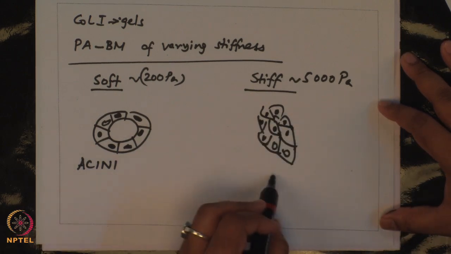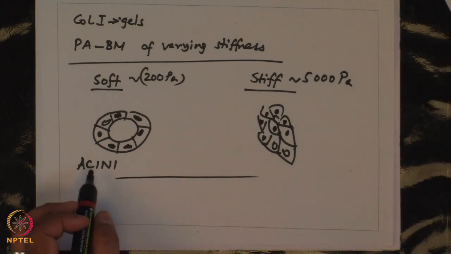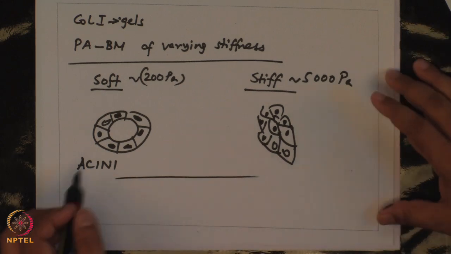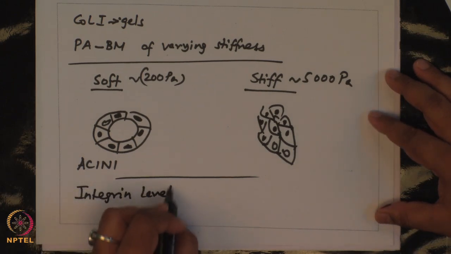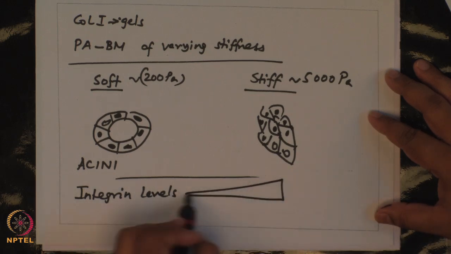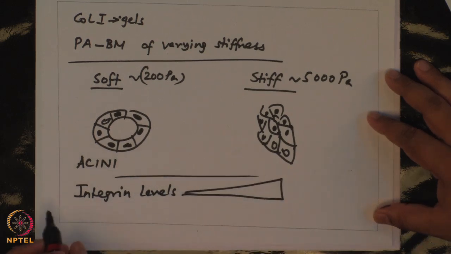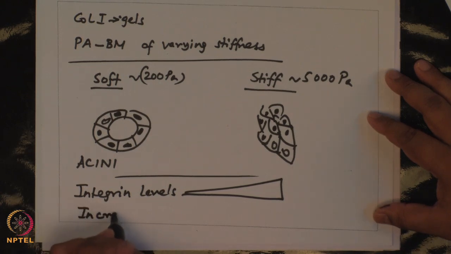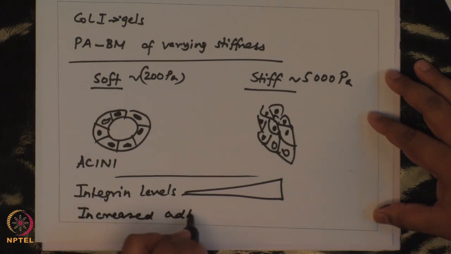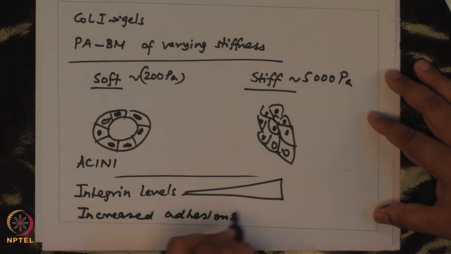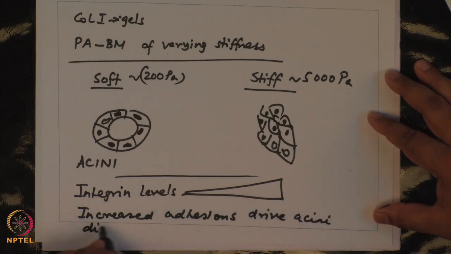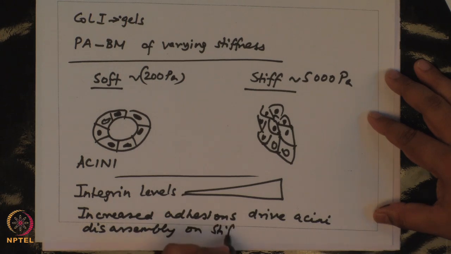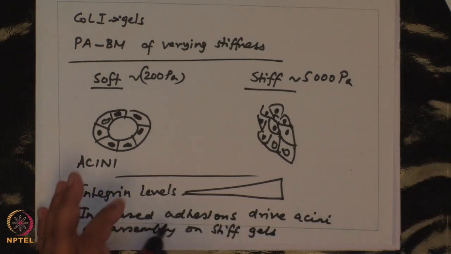When she quantified the integrin levels, this was increased as we increase the stiffness. So, this suggests that increased adhesion drives acini disassembly on stiff gels.